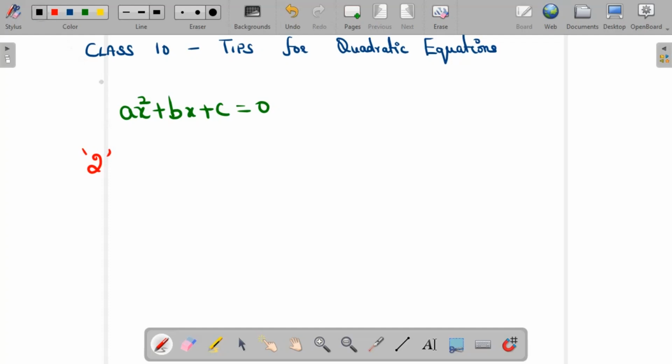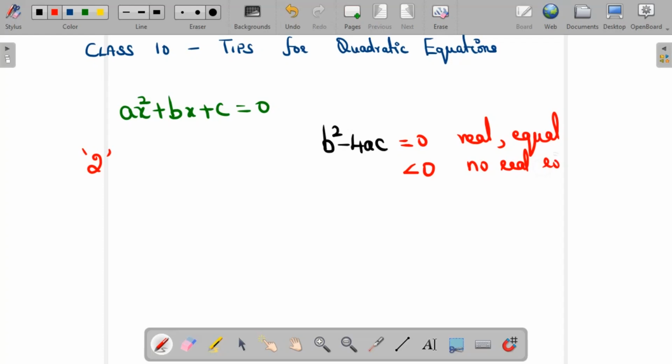For that, the basic formula is b squared minus 4ac. If this value is equal to 0, then the roots are real and equal. Both conditions are applicable. If it is less than 0, there are no real roots. And if it is greater than 0, then the roots are real, however, they are unequal. So these are the conditions to check what kind of roots we have for any given quadratic equation.